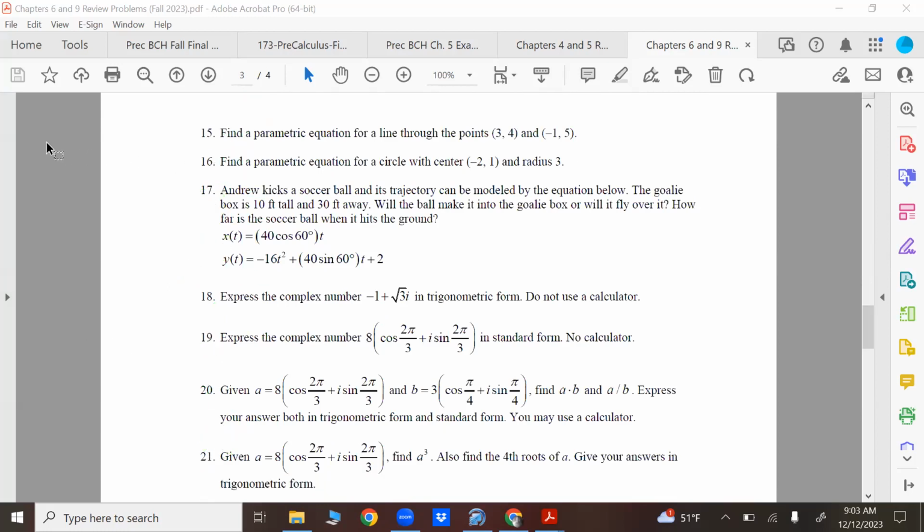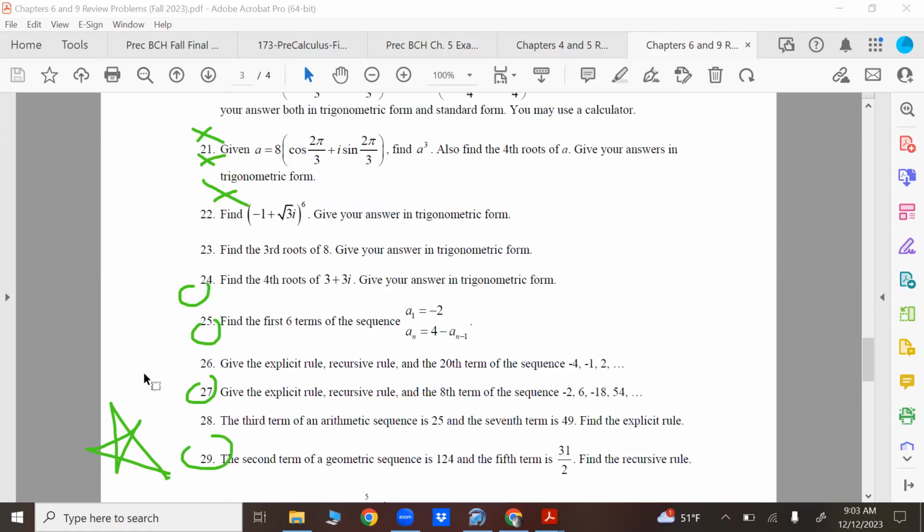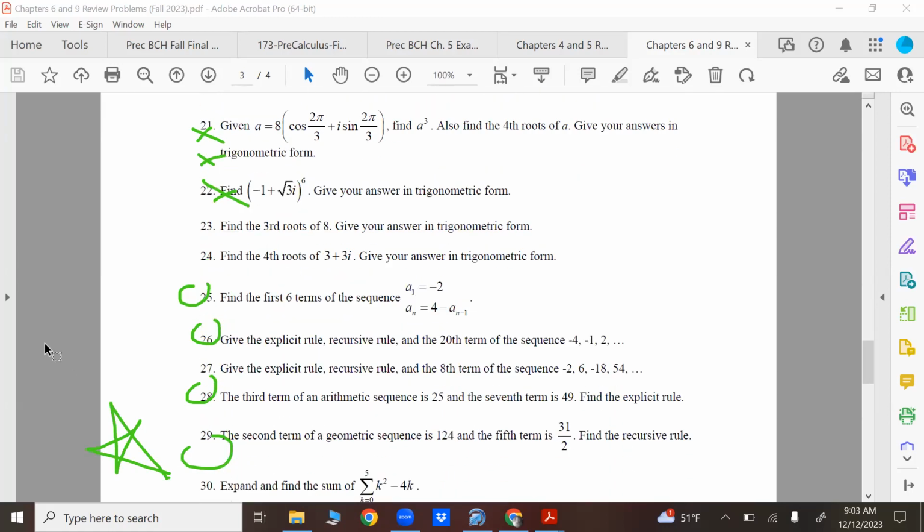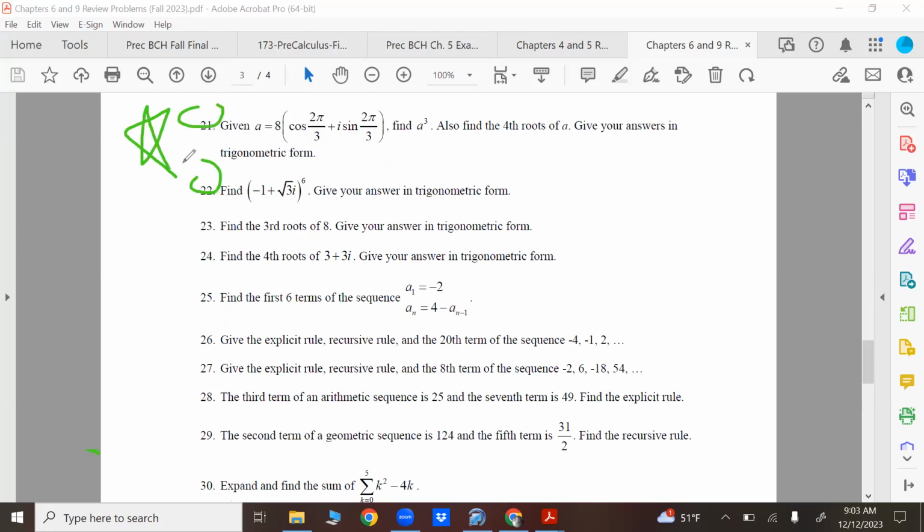I'm not really gonna be asking 15 or 16 or 17. 18 you should know how to do, as well as 19 and 20, but 21's a big one. 18, 19, 20 just help you understand how to do 21. Again, 21 is a very good one. Actually, both these are very good ones, these as well. But we never did sequences.